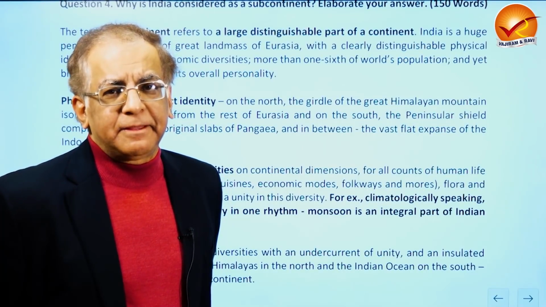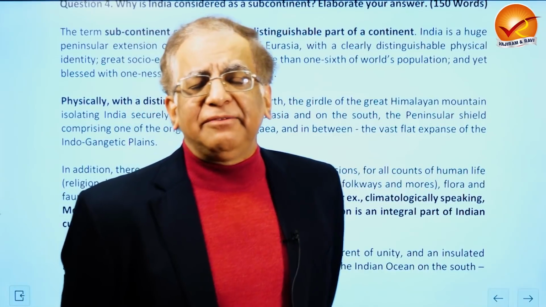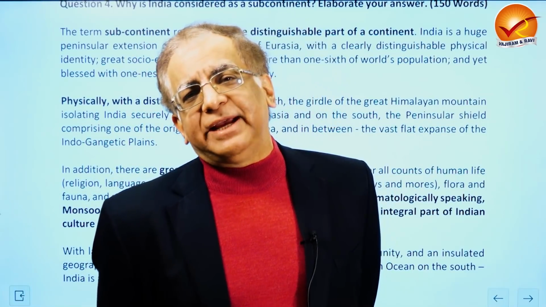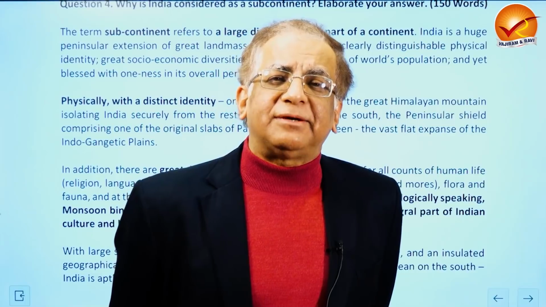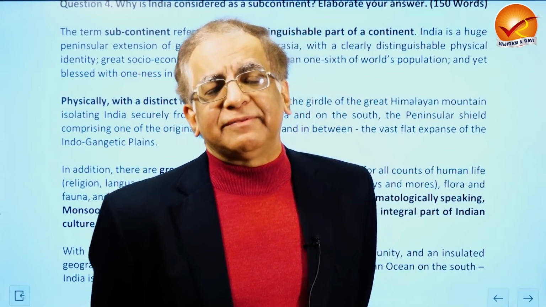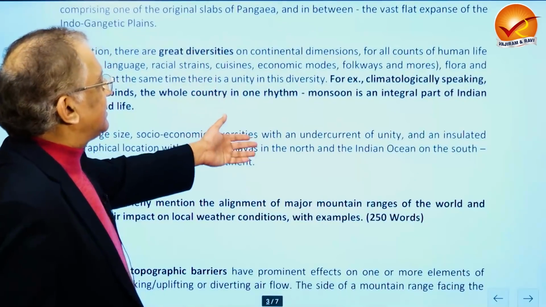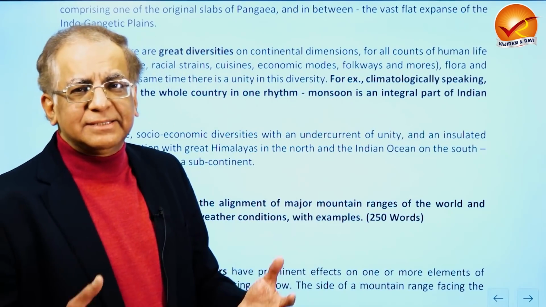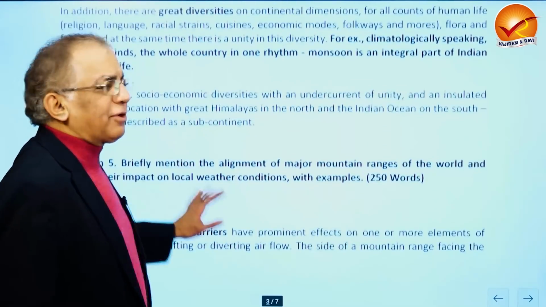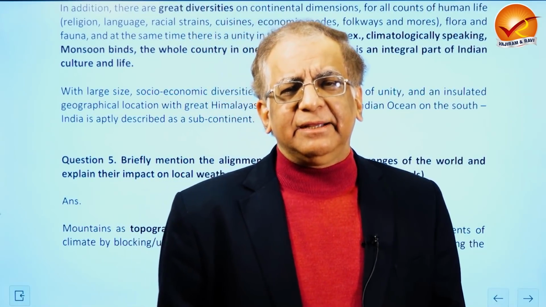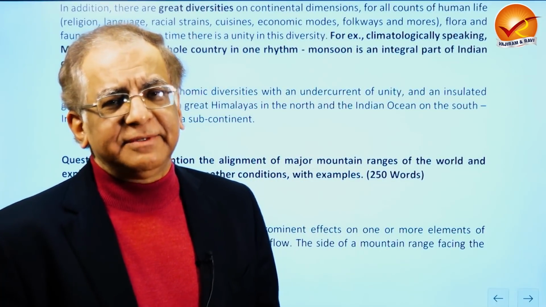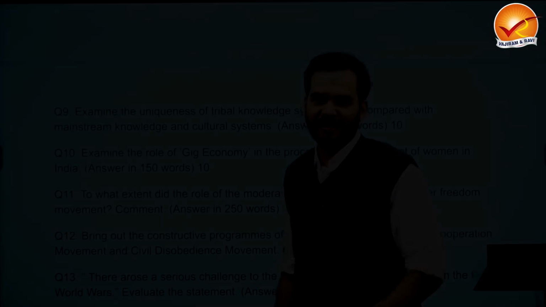So India has the young fold mountains on one side, on the other side we have the original landmass of the Pangaea, and in between we have one of the largest flat plains of the world, and along with that we have diversities. Then India's climate is giving us oneness. So for all this reason, India is aptly referred to as a subcontinent. So basically you have to focus on the identity with the diversity and that oneness we have as the basis for this question's answer.